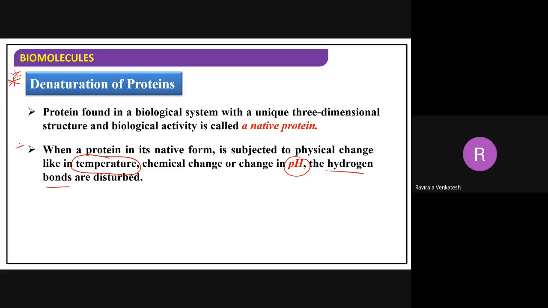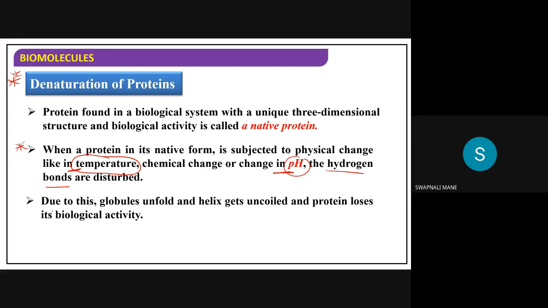This is the definition. How can you change the structure of the protein? What are the possibilities? By changing the pH and also the temperature. This is very important, you need to remember this one. Due to this, globules unfold and the helix gets uncoiled, so the coil becomes uncoiled, and that is the reason a protein loses its biological activity. Whatever the function of the protein, it will be lost here.